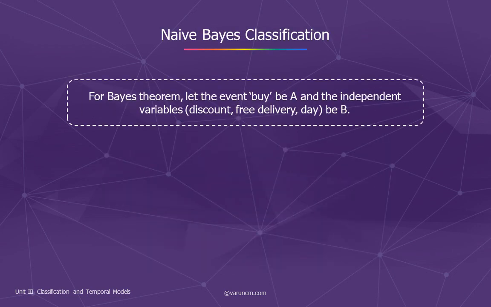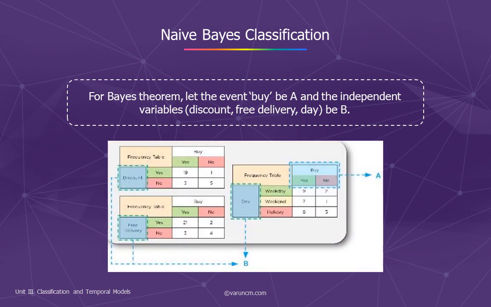For using the Bayes theorem, let the event buy be A and the independent variables discount, free delivery and day be B. So A you are considering as buy, and the independent variables discount, free delivery and day you are considering as B. Now these three variables, discount, free delivery and day, you are going to relate with the variable A, that is buy.